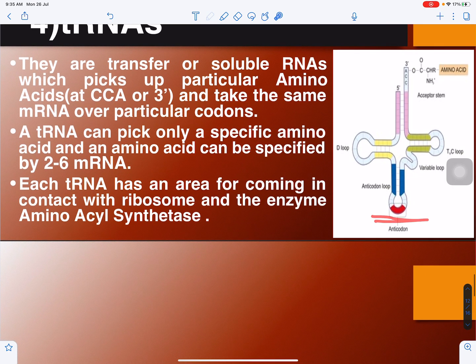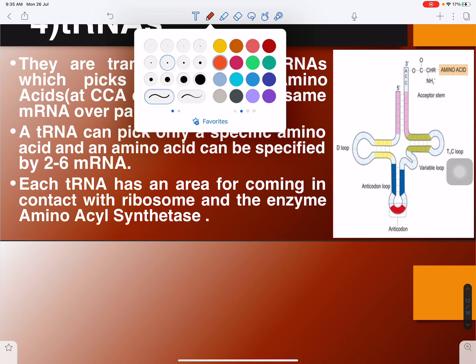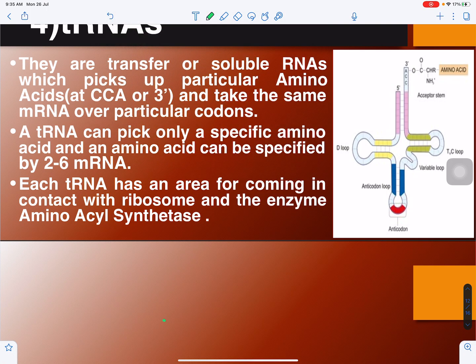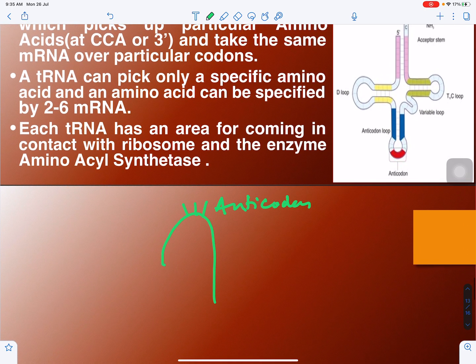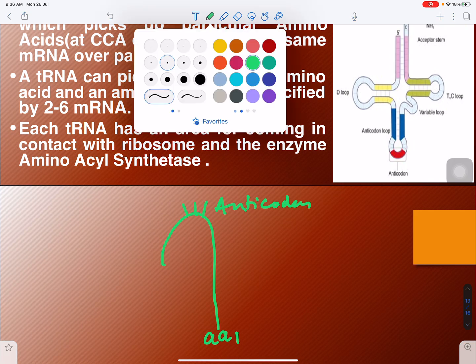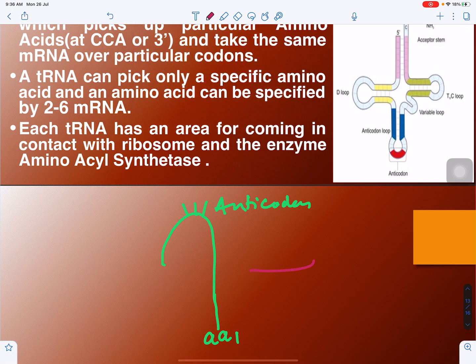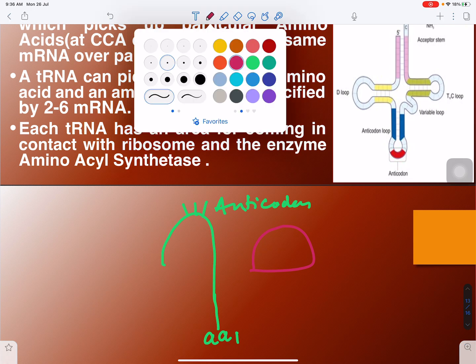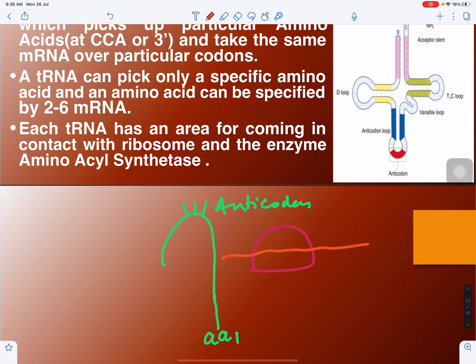So if we want to make a simple transfer RNA, we can make it like this. This is the anticodon, which will be complementary to the messenger RNA. Now this will carry the amino acid, like supposing this is carrying one amino acid, and this is the ribosome, smaller subunit. We know it can bind with the messenger RNA, which is having codons like this.